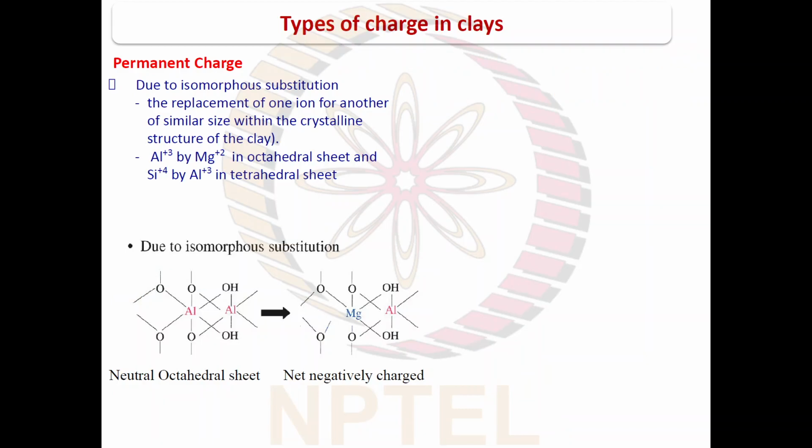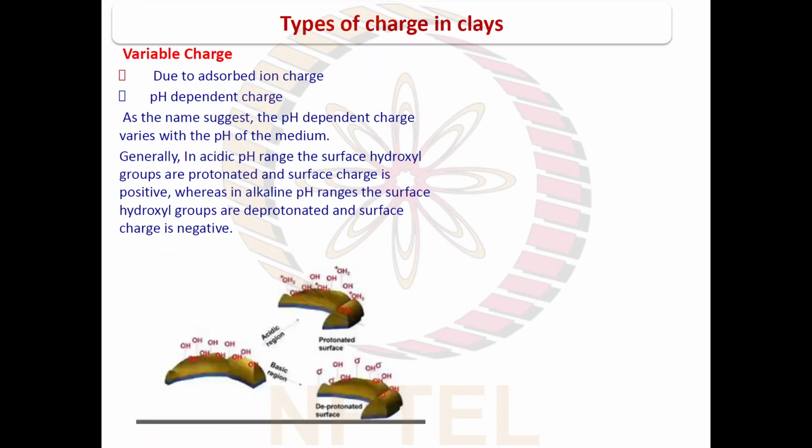Now, types of charge in clay. Permanent charge is due to the isomorphous substitution, the replacement of one ion by another of similar size within the crystalline structure of the clay: Al3+ by Mg2+ in the octahedral sheet, Si4+ by Al3+ in the tetrahedral sheets. Due to isomorphous substitution, the neutral octahedral sheet becomes net negatively charged.